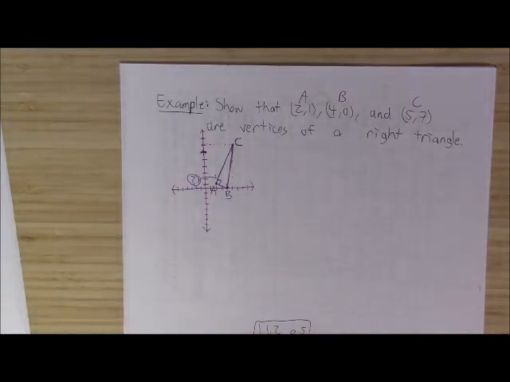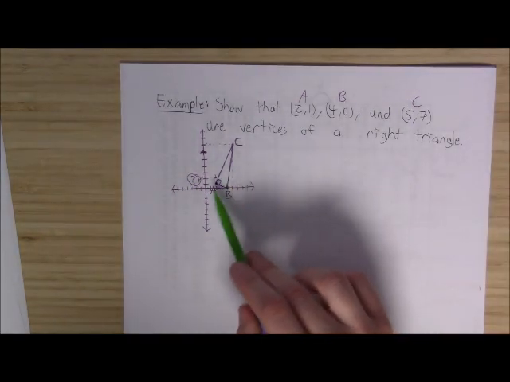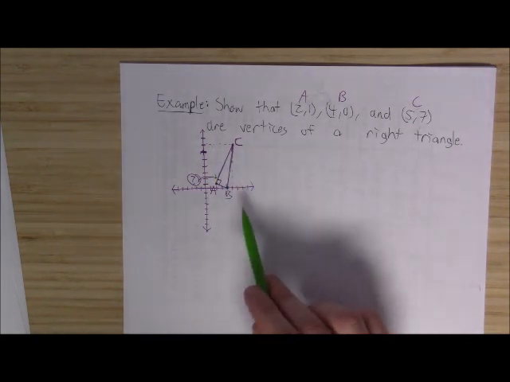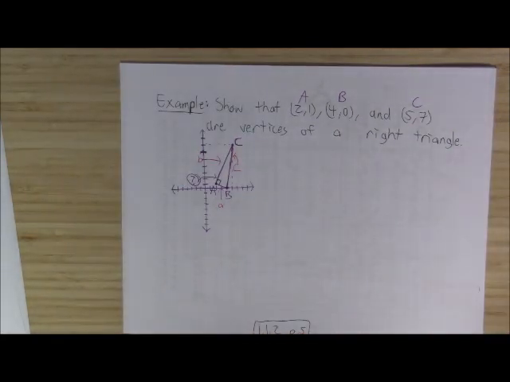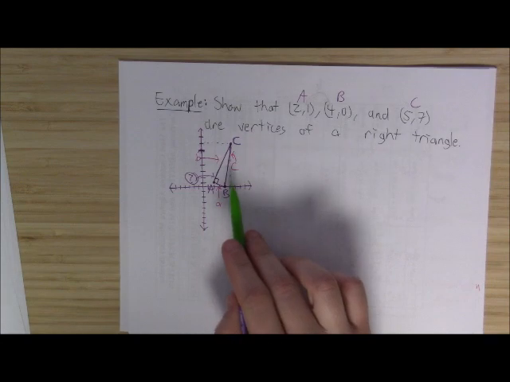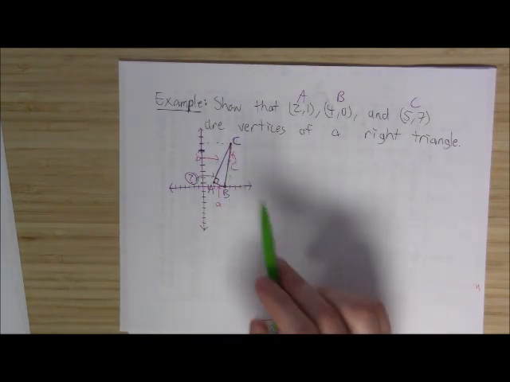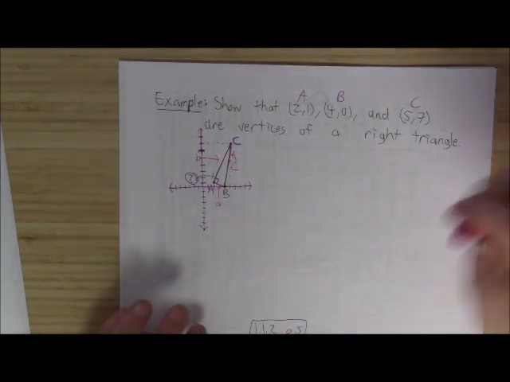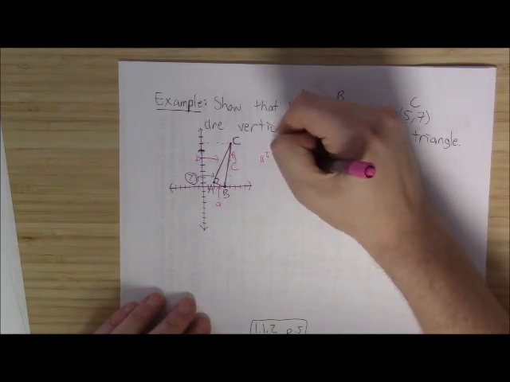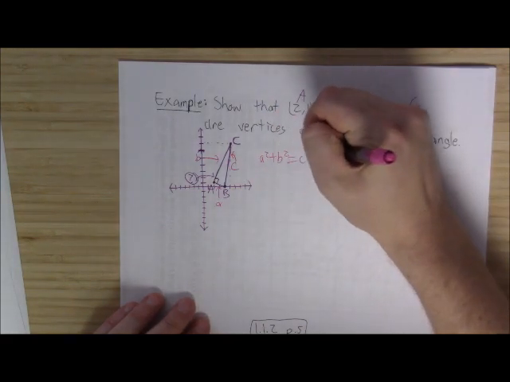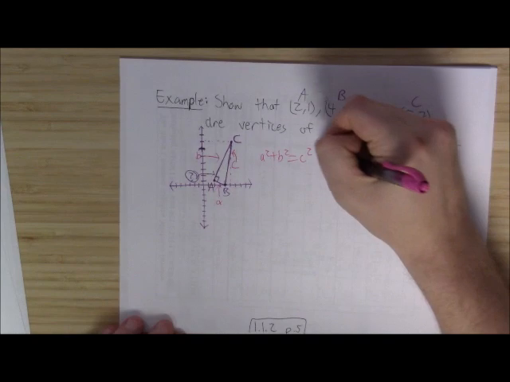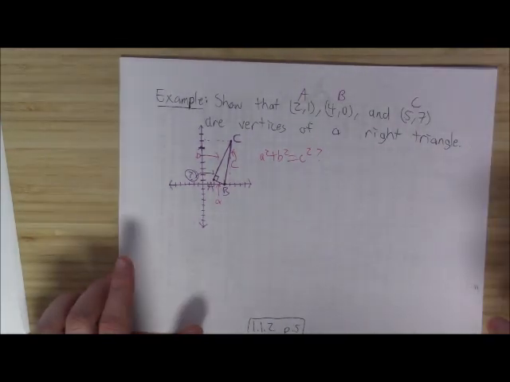Well, the way we would check it is we would need to check all these distances in the Pythagorean theorem. That is, if A is that distance, B is that distance, and C is that distance, does it follow that A squared plus B squared equals C squared? Well, let's check those distances.